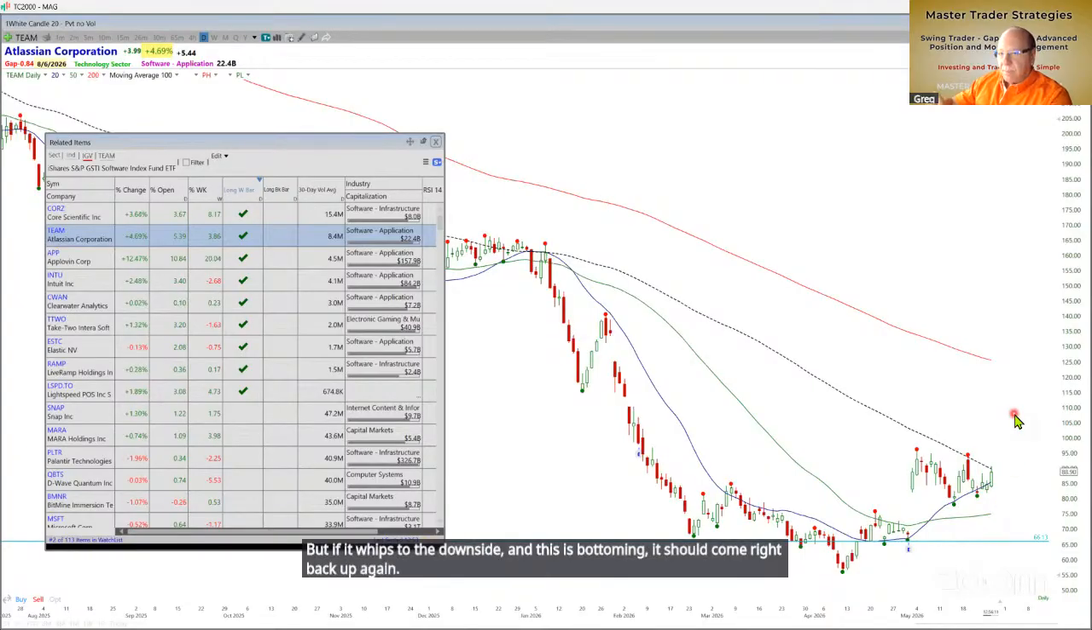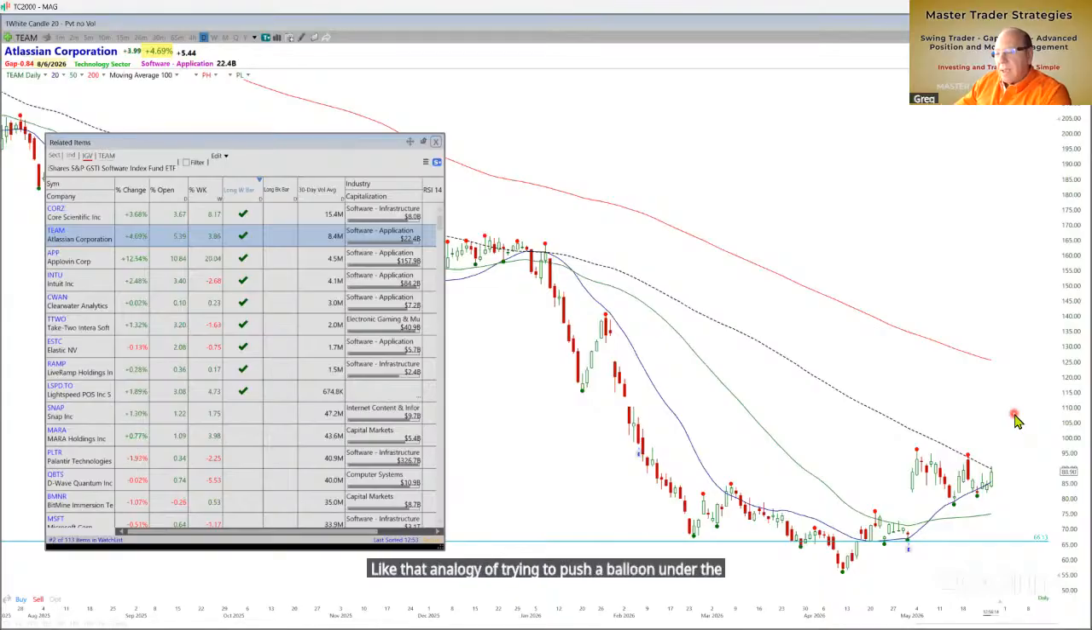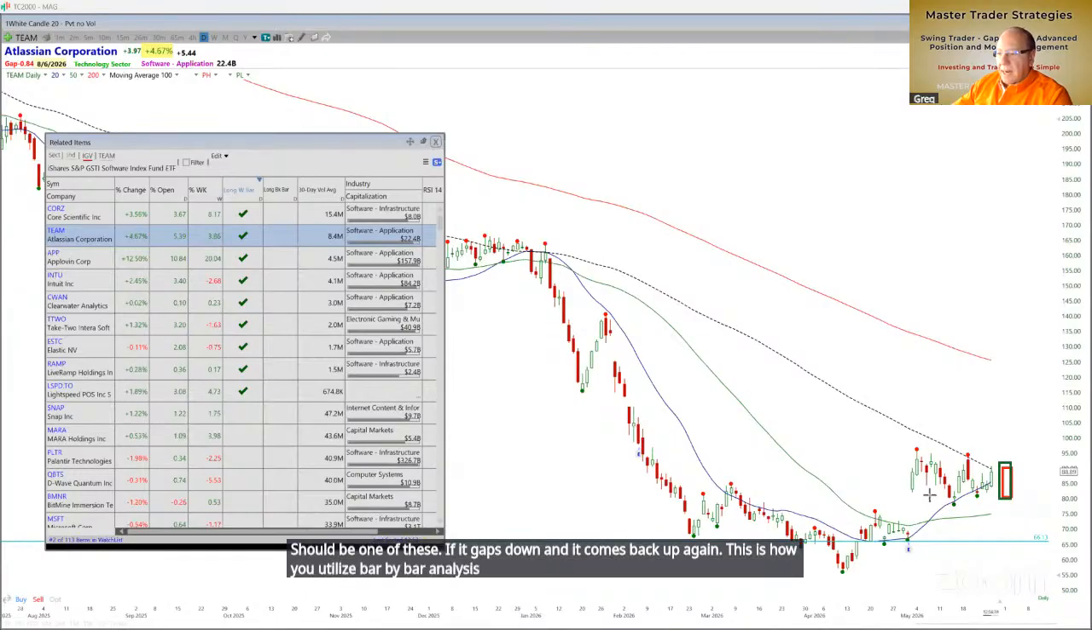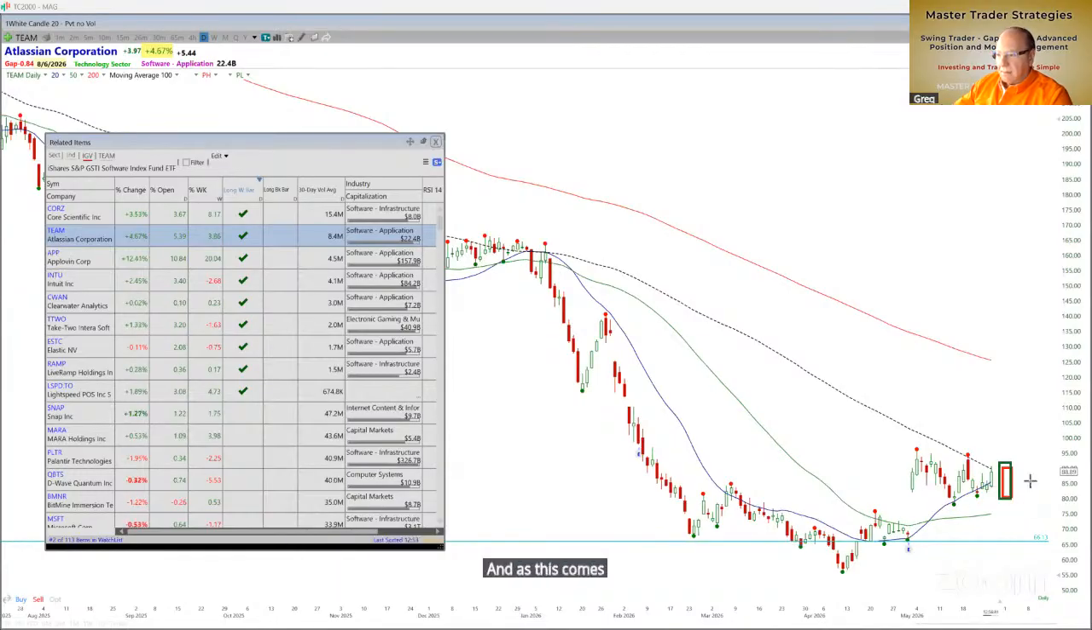Right? That analogy of trying to push a balloon under the water and it pops back up. That's the kind of pattern that it should form. Meaning what it should do if it did that, let's say it gapped down tomorrow for whatever reason, it should be green, right? It should be a green bar. It should be one of these. If it gaps down and it comes back up again. This is how you utilize bar by bar analysis. And as this comes together, right, it increases the probability, not there yet, that it's going to do this. So it's developing right now.